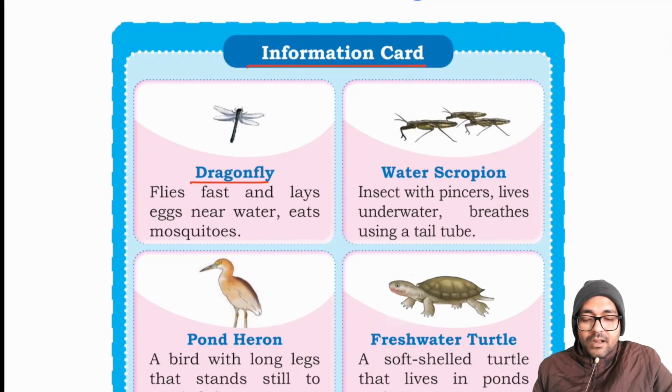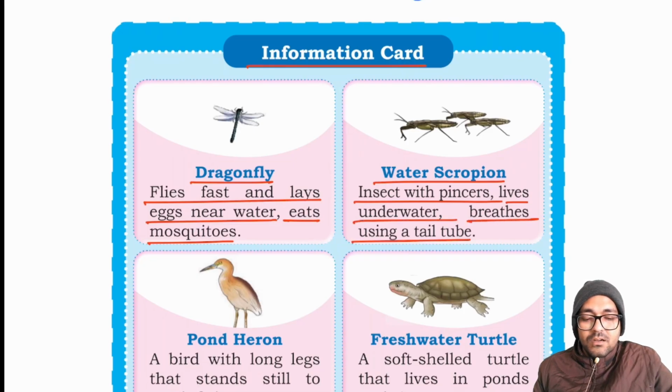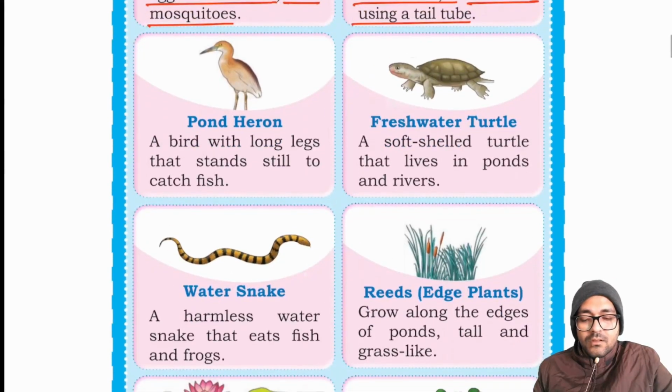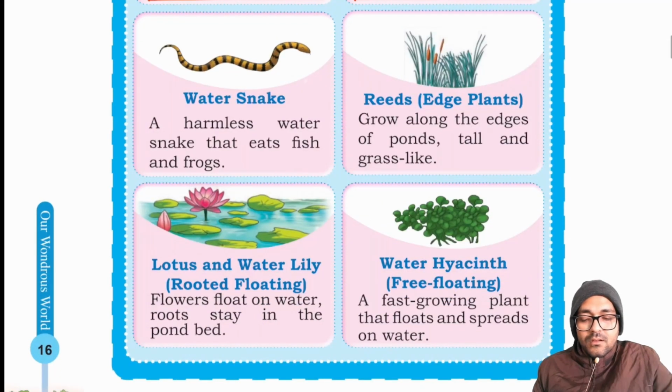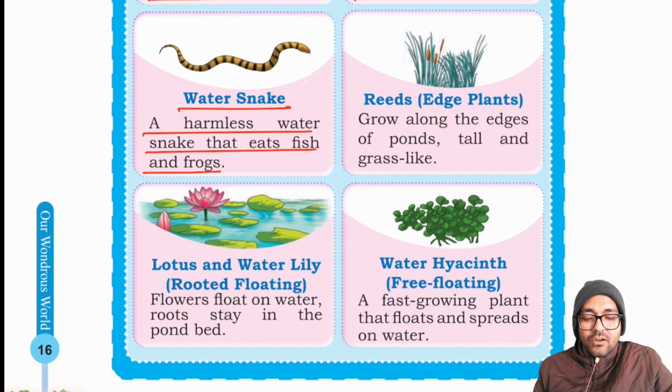Information card. Dragonfly flies fast and lays eggs near water, eats mosquitoes. Water scorpion. Insect with pincers, lives underwater, breathes using a tail tube. Pond heron. A bird with long legs that stands still to catch fish. Freshwater turtle. A soft-shelled turtle that lives in ponds and rivers. Water snake. A harmless water snake that eats fish and frogs.